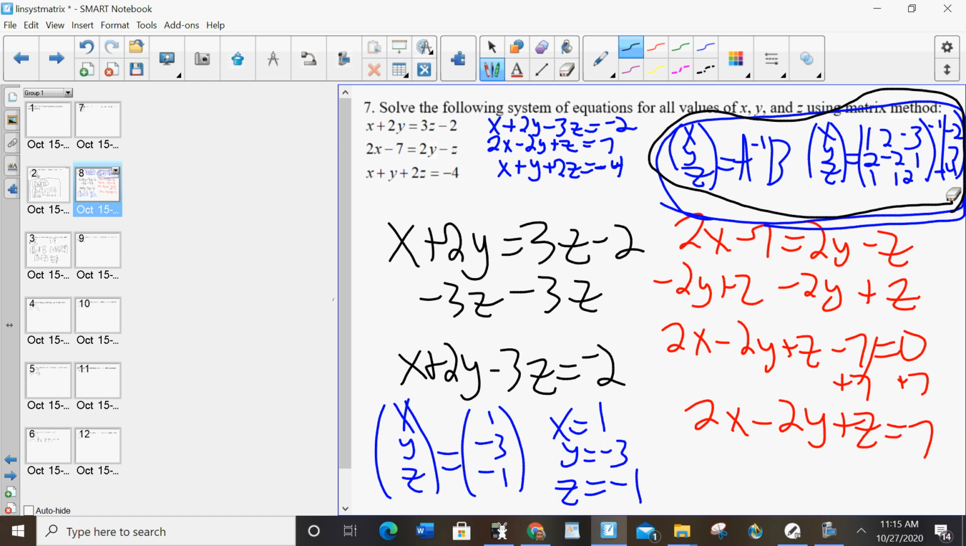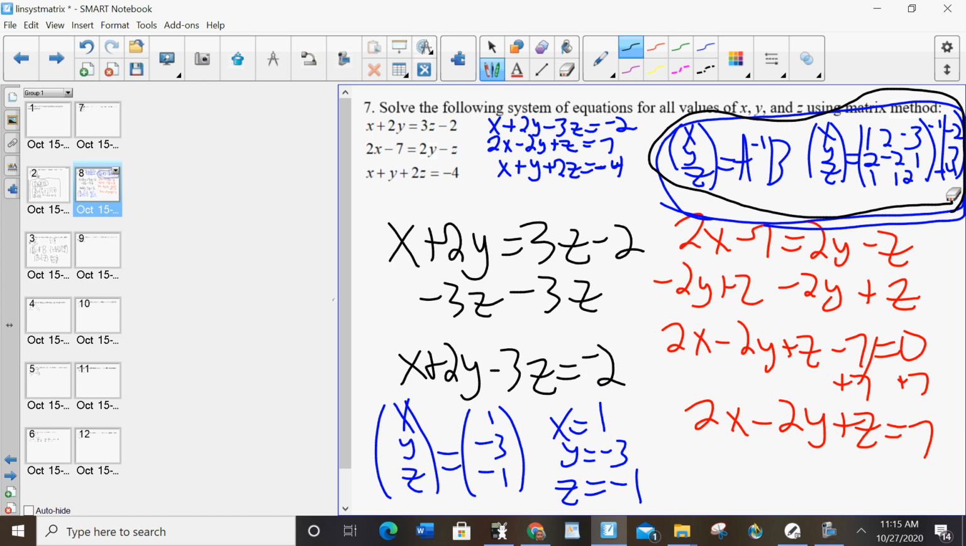Great strategy here. By the way, you can use these on 2x2s as well. We just do a 2x2 and a 2x1 instead of a 3x3 and a 3x1. So when it comes time for SAT prep, I really think it's not a big deal to know how to do the 2x2s by elimination, but yes, you could use this strategy.